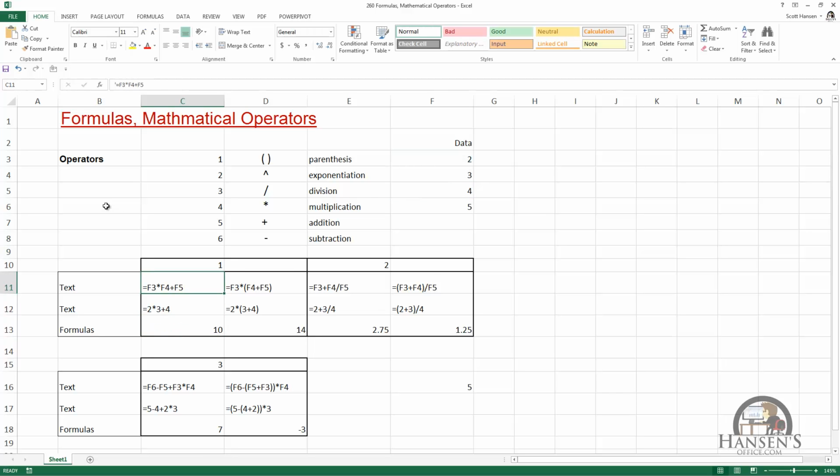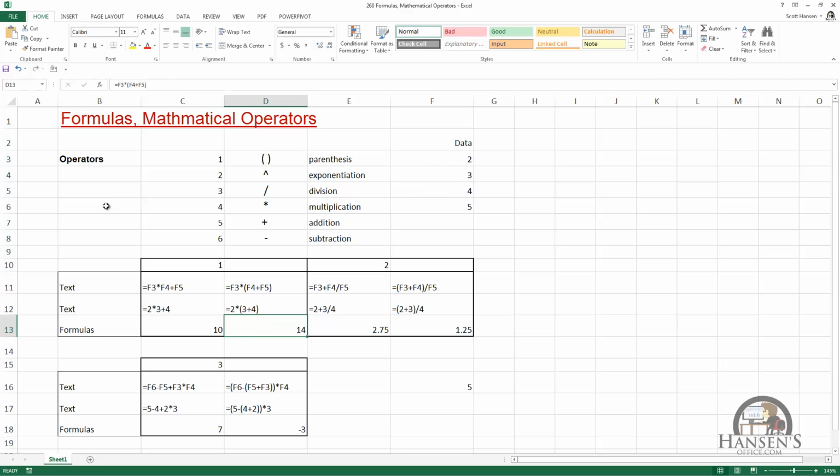So now what I want to do is take that exact same formula, shown here in a text format, and enclose the addition component of this formula in parentheses. So that will actually happen first. So instead of 2 times 3 plus 4, we have 3 plus 4 times 2. 3 plus 4 is 7 times 2 is 14, with the exact same references after taking control of the firing order of the operators.